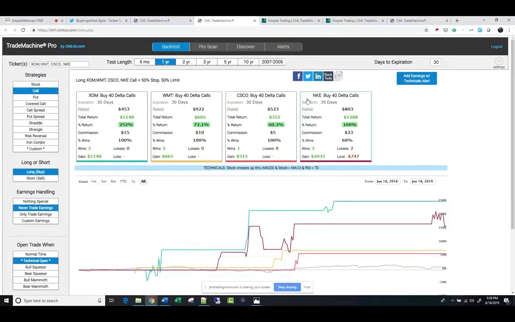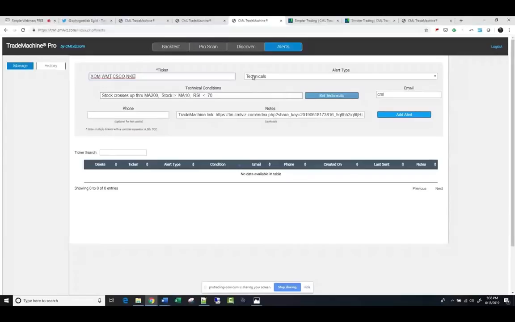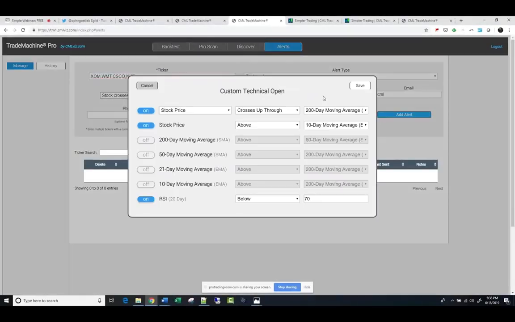I want to buy the dip. So I'm going to click Add Alert. It's going to load them right here. This is a technical type of trade, and it's already in there for us, but if you want to, you can just click the button to see it. Those are the same settings, okay?